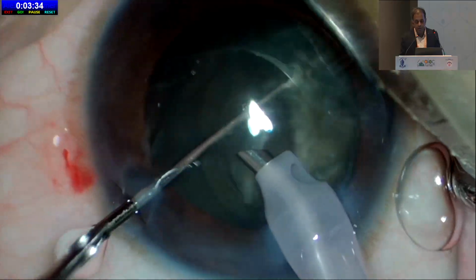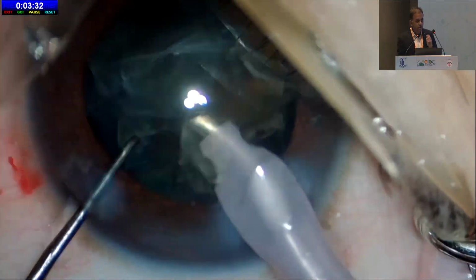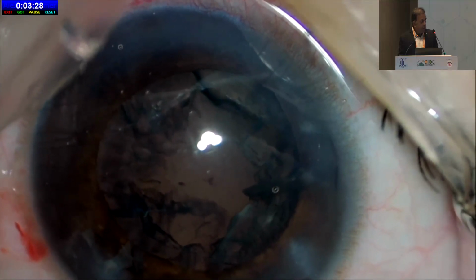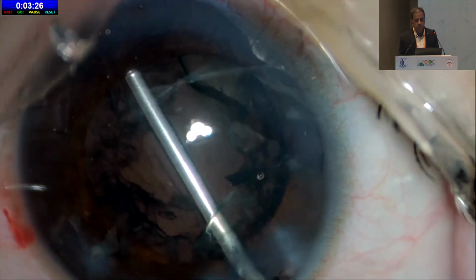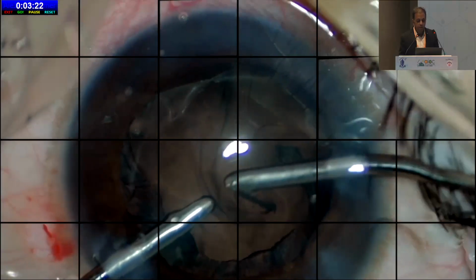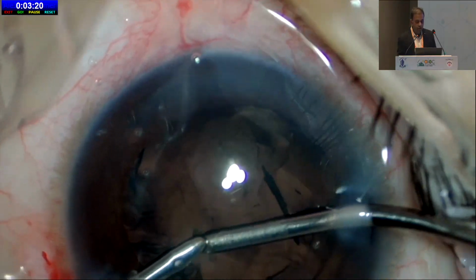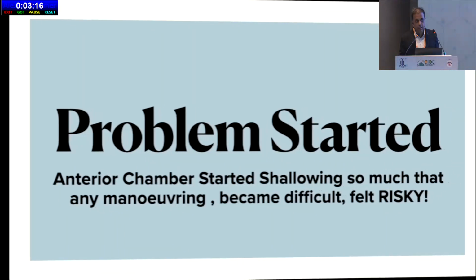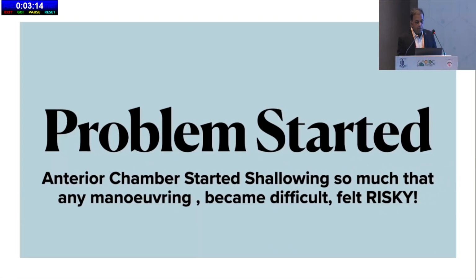Everything went well. There was nothing suspicious while operating this case. As the case progressed, I started with my bimanual irrigation aspiration to remove the cortex. The initial first half of the cortex was removed very happily, and we were planning for a lens to be brought into the AC, and then the problem started.